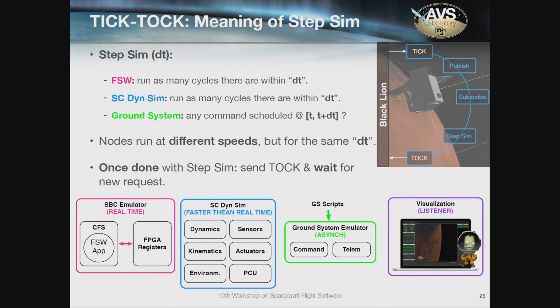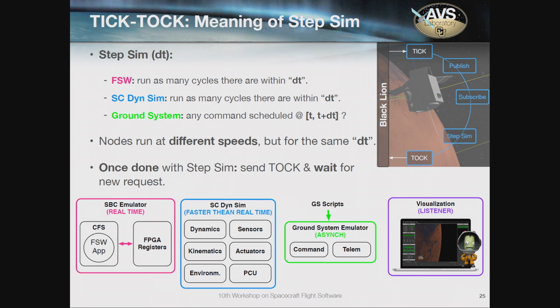Depending on the asynchronous or synchronous nature of these nodes, the step sim call that happens between the ticks has a different meaning. For flight software and dynamics simulation, which are synchronous nodes, step sim means to run as many cycles as there are within that delta time. For the ground system, what we are doing is just checking if there is any command scheduled between the previous time and the current time. And of course, it's up to the user to make sure that the delta time set is small enough, or that commands that conflict with each other are not requested within the same time step.